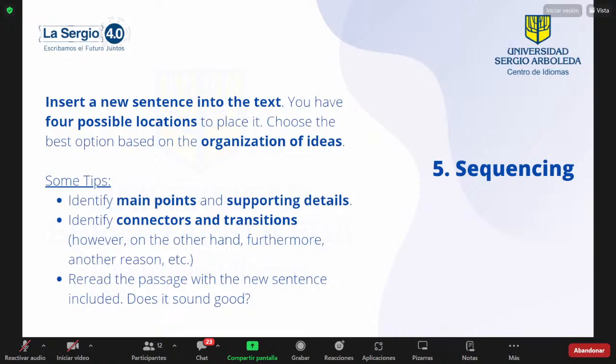Does it sound good? So guys, super important. They give you the sentence and they tell you where you have to insert this text, and you have to insert it. Tips: always main point, supporting details, but the connectors are super important. Connectors and something that is called reference.